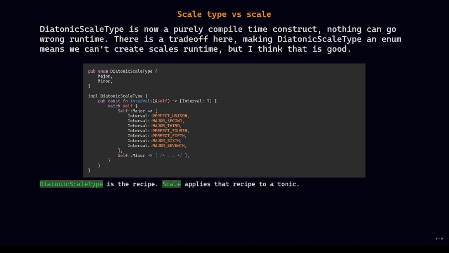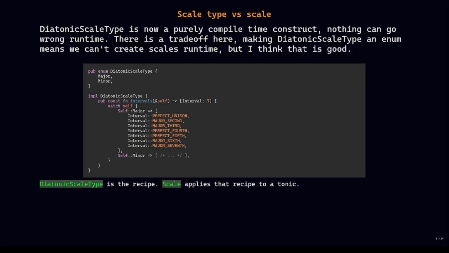So as you see, the scale type is going to be just an enum. Diatonic means seven notes, and we are only going to work with seven note scales for at least now. So how you build a scale is you just have seven intervals. And as you can see, this is a purely compile time construct. The const function there means you can compile and run this function during compile time.